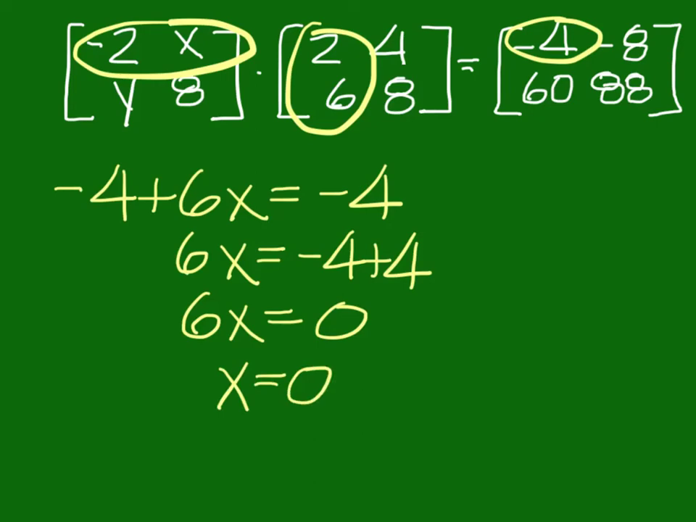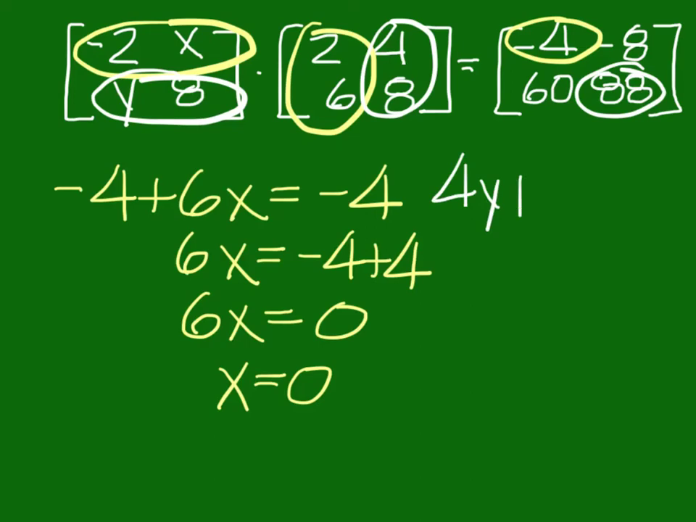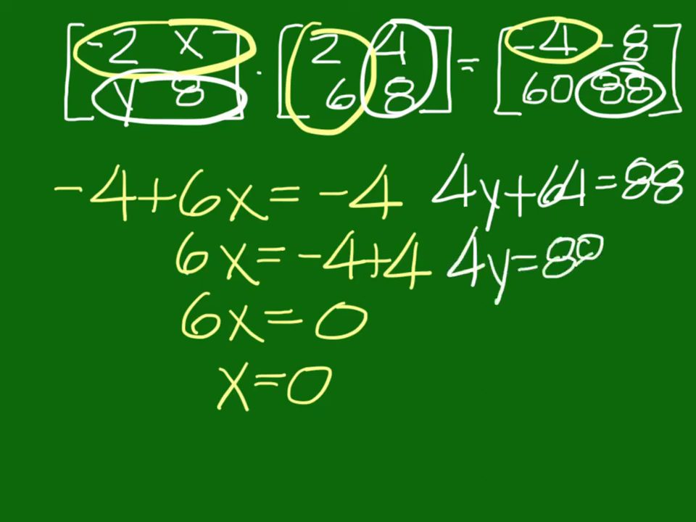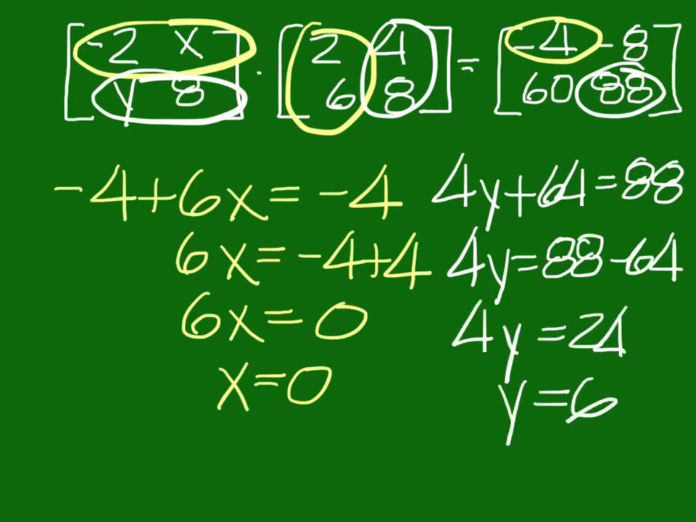And then for y, you can use the second row. I'll use the second column since I didn't touch that one first. So row 2, column 2 would be the 88. So if we use that, you're going to have 4y plus 64 equals 88. And 4y equals 88 minus 64, which gives me a difference of 24. Y should be 6. 0 and 6.